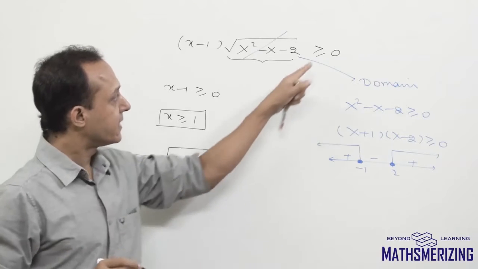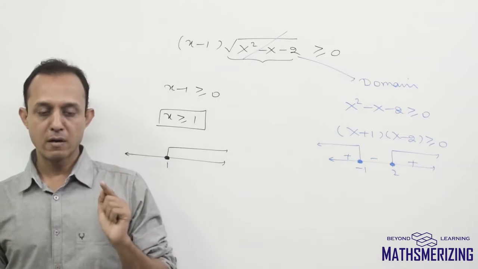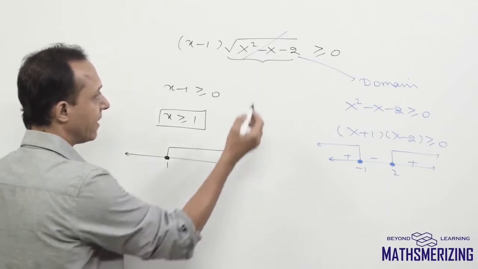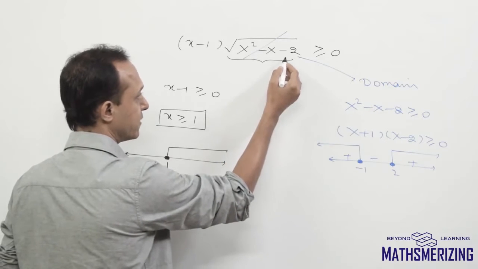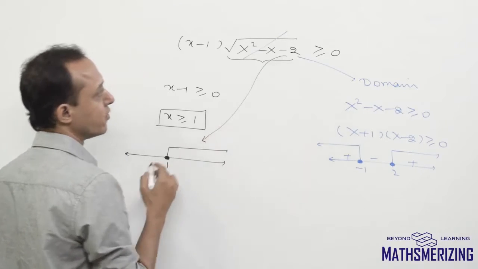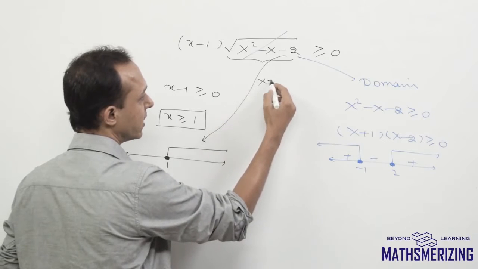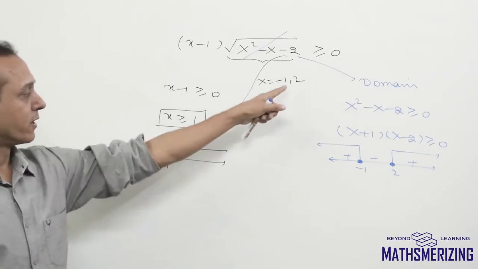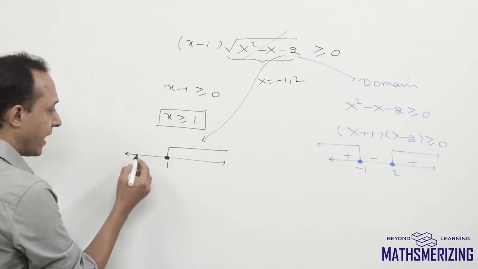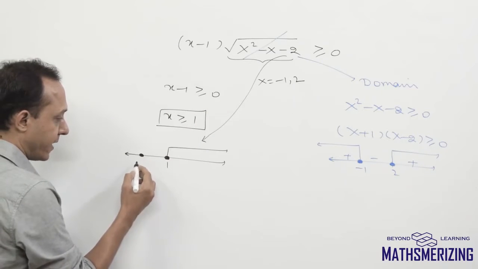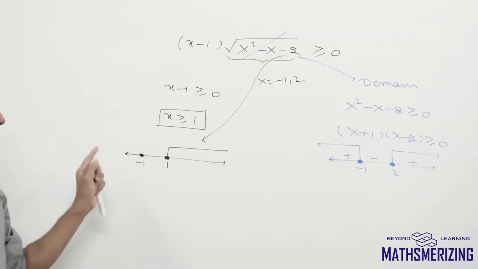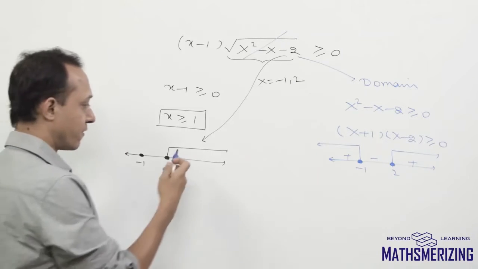Now because it has an equality sign, with rule number 1 comes rule number 3. And rule number 3 is, I will add the roots of the expression which I have removed in the final solution. So what are the two roots? The two roots are x equals minus 1 and x equals 2. Now 2 is already included, right? So all I need to do is, I'll just need to add one more point, and that is x equal to minus 1.